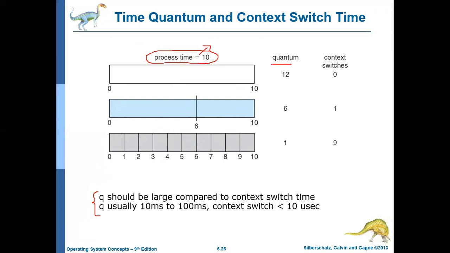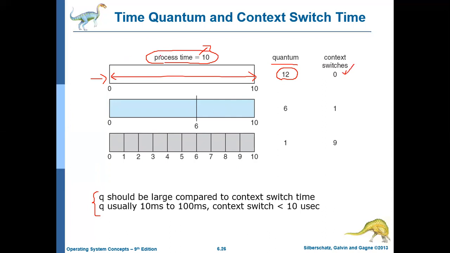Now let us assume different values of Q and see how it behaves. If the value of Q is 12, that is, one quantum unit is equal to 12 milliseconds, so if a process gets the CPU, it is going to use it for 12 milliseconds. Then in this case, what happens? If this process gets the CPU, it will keep on using the CPU for the entire duration, and there is no context switch. There is zero context switch.